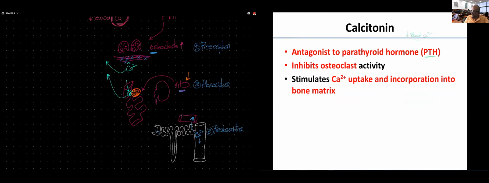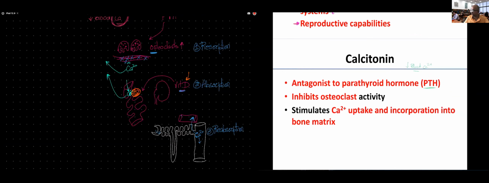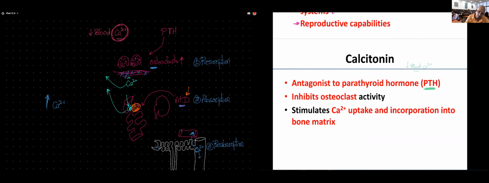So if we go back to the calcitonin, calcitonin is the antagonist hormone for PTH. It opposes the action of PTH. PTH is trying to increase the blood calcium level. On the other hand, calcitonin is going to be reducing the blood calcium level. How does it reduce the blood calcium level? First action of the calcitonin is by inhibiting the action of the osteoclast. I'm preventing the osteoclast from breaking down any further bone.